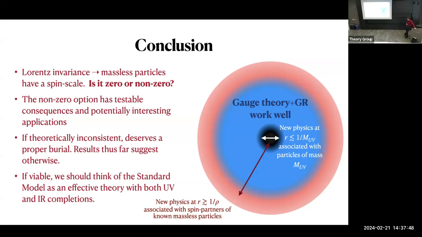And if viable, I think this really raises a lot of questions about how we should think about the standard model. The picture I have in my mind is that it's not just an effective theory with some UV cutoff. We should be on the lookout for interesting departures in the infrared as well. So I'll leave it at that. I have a ton of backup slides, but I'm going to stop there.